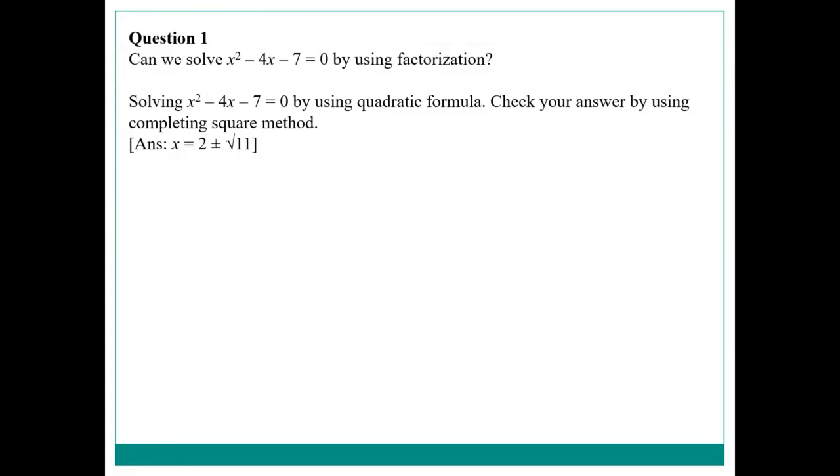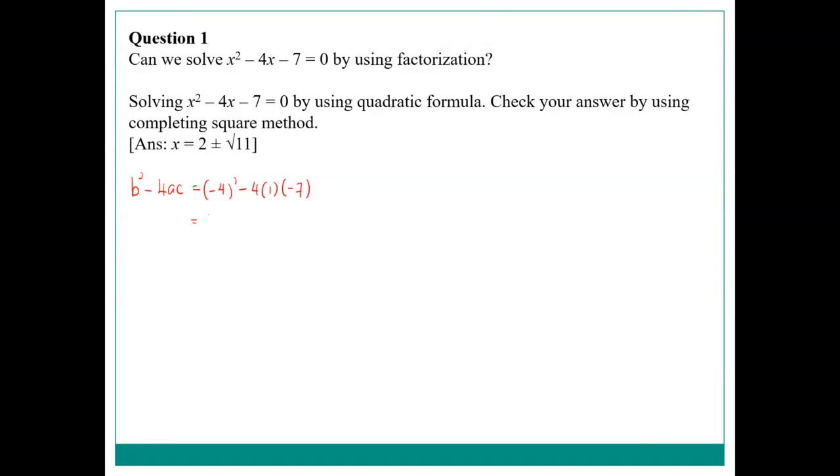So first of all, we need to check the discriminant. So what is the discriminant? The discriminant is b squared minus 4ac. So let's check whether this one gives you a nice number. So we see that b squared minus 4ac is equal to, of course, my b is negative 4. So negative 4 squared minus 4 times 1 times negative 7.